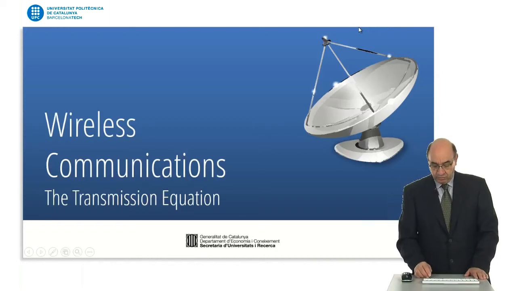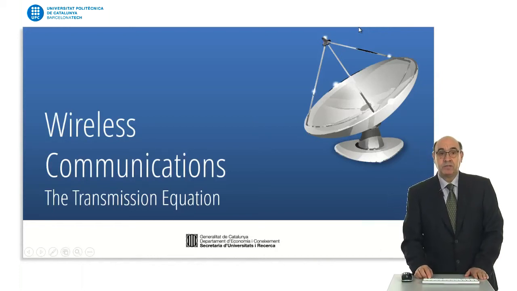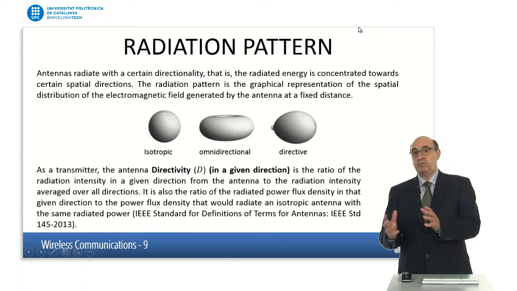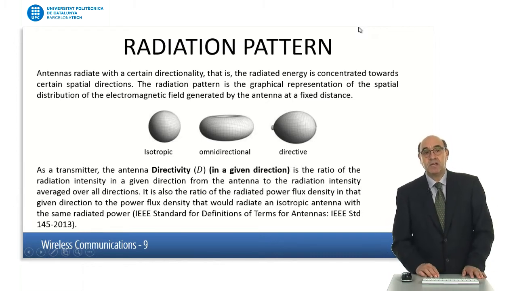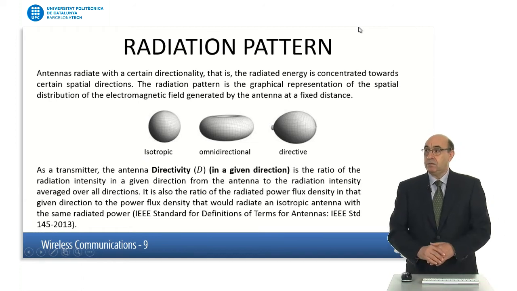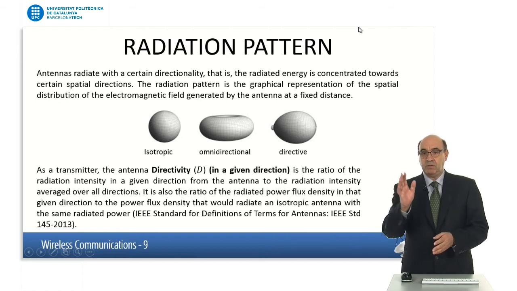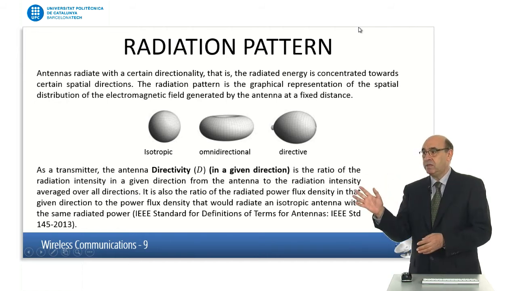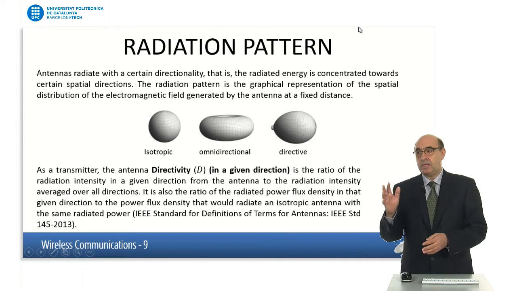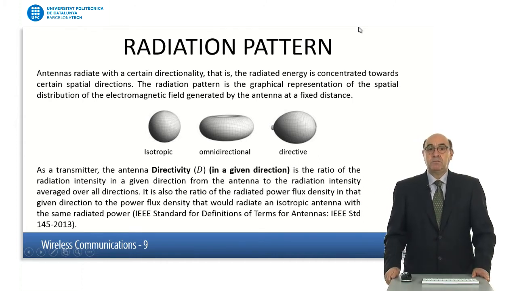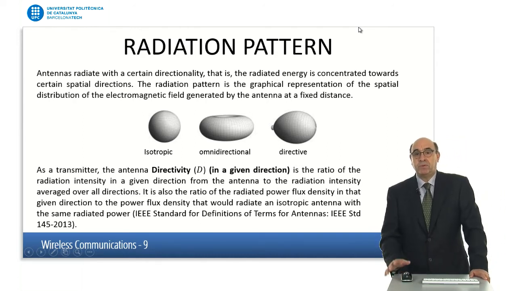Now we are going to talk about radiation patterns. The antenna not only is connected to the transmitter, but is also sending power to the space that surrounds the antenna. And the antenna does this with a certain directionality. That means that maybe it will be sending the power in different directions with not the same intensity. So the first term that is important is just the radiation pattern.